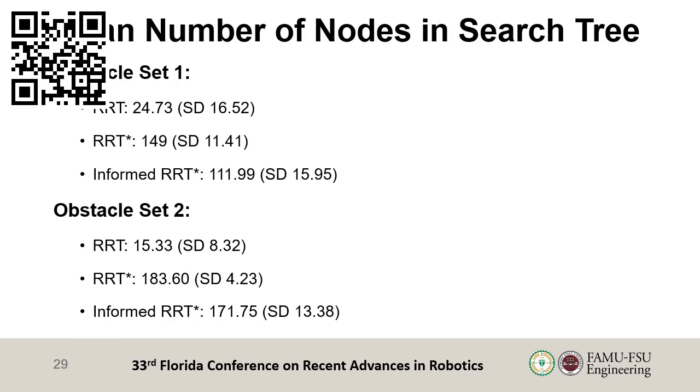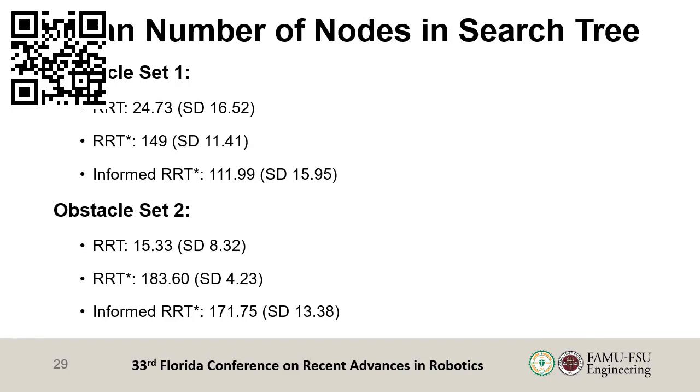The number of nodes in the search trees constructed by the RRT algorithm is much lower than the number of nodes in the search trees constructed by the RRT star and Informed RRT star algorithms. This is because the RRT algorithm terminates as soon as it finds a path to the goal configuration instead of continuing to sample the environment to optimize the path.